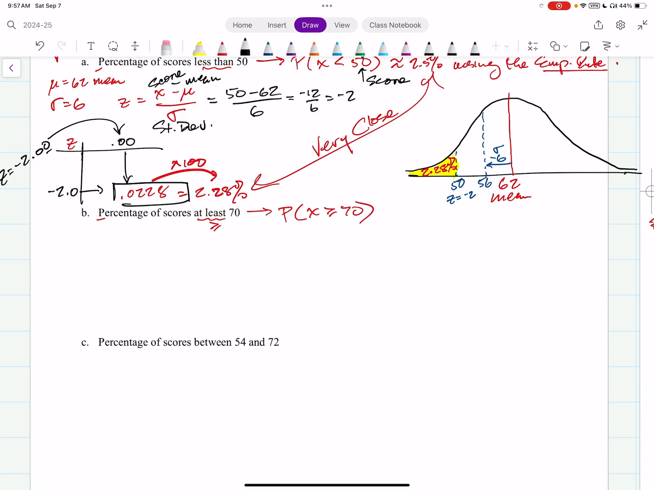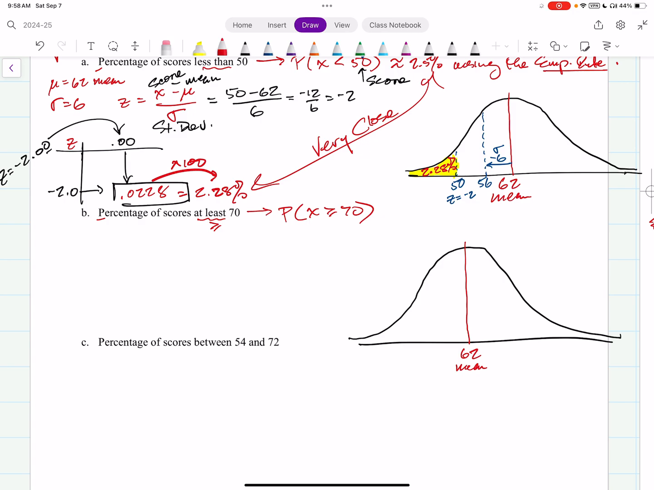Well, we have to graph it first. So let's draw a little normal distribution. Draw a symmetrical bell curve best you can. It doesn't have to be perfect because it's the idea that matters. Put the mean right there in the middle. It always divides the bell curve into two equal parts. Left half and right half are symmetrical. And we're trying to find the percentage of scores that's greater than or equal to 70.